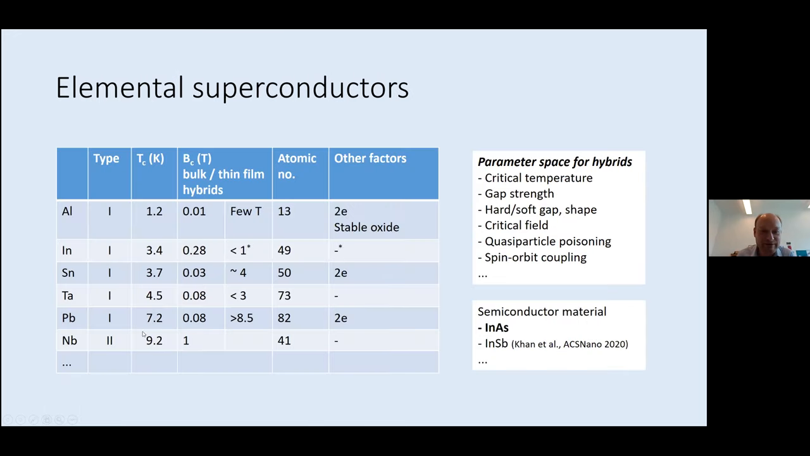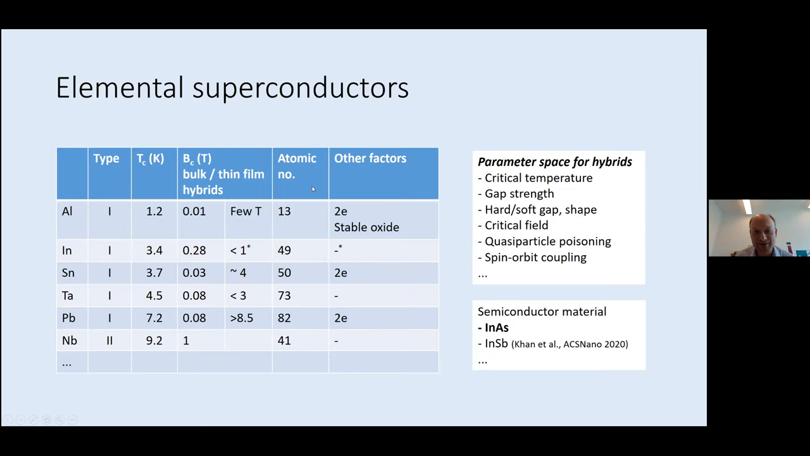And if you look at the table here, you can see it has quite interesting properties in the sense of high gap strength, high critical temperature. And also, as I will show, it seems like if you make that hybrid, you can get a very high critical field, which is interesting because you might get to new regimes. And we also have measurements indicating that you can make this 2e to 1e transition, which makes it promising for topological applications.